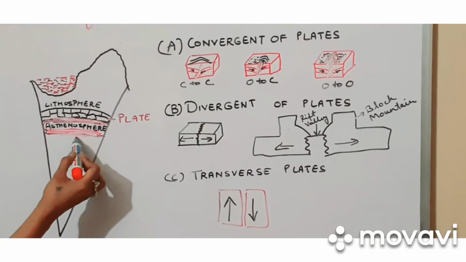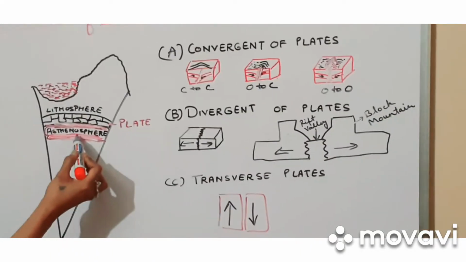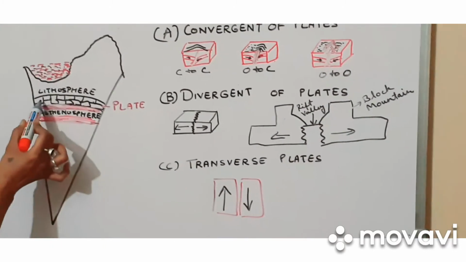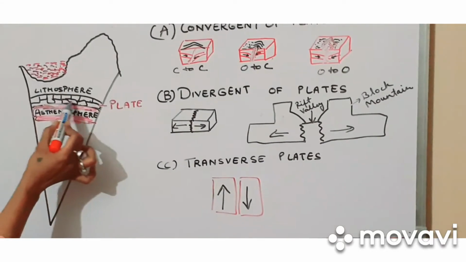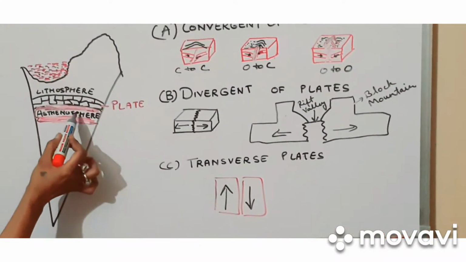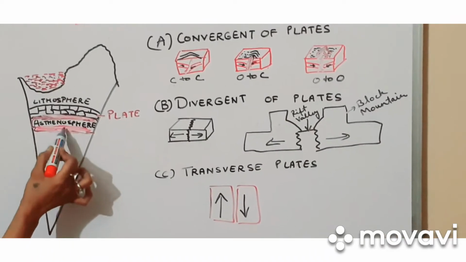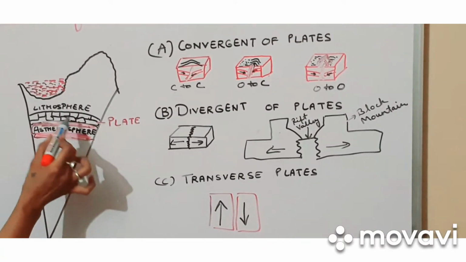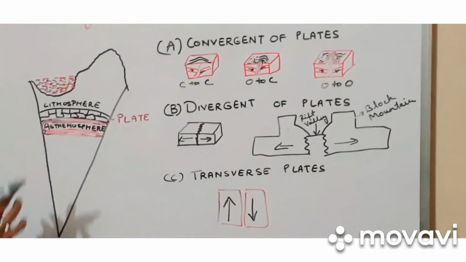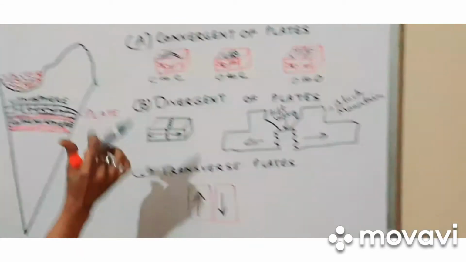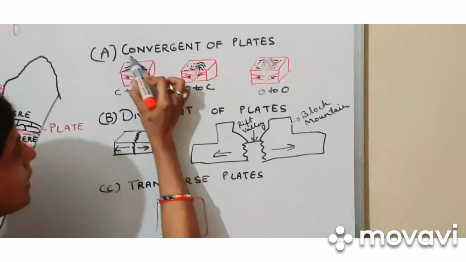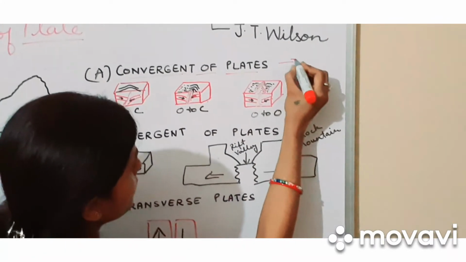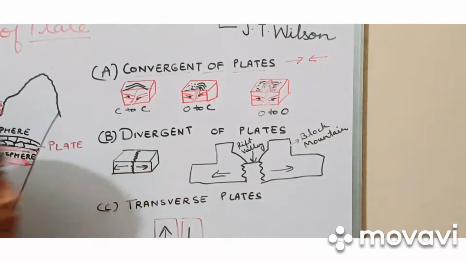Due to convection currents, magma moves from the lower part to the upper part, and plates also move with the magma. As we all know, these plates are broken parts of the lithosphere. So when this liquid magma is moving, these plates are also moving with the magma. So how do these plates move? The first movement is convergence of plates, meaning when plates move in the same direction.